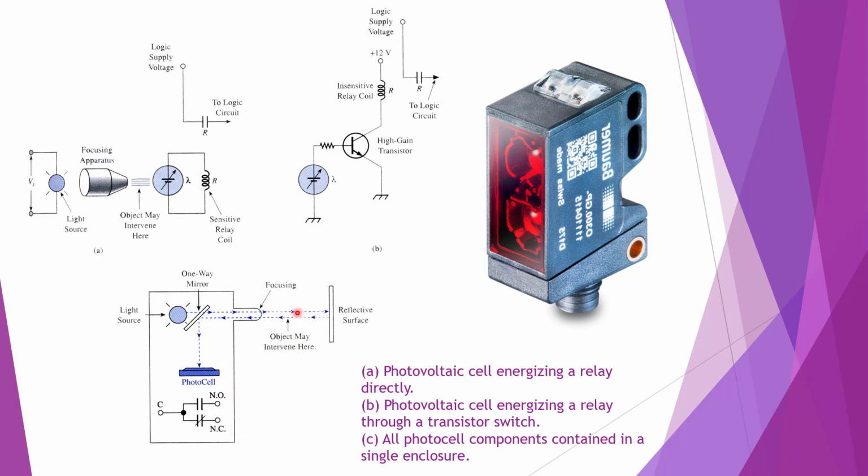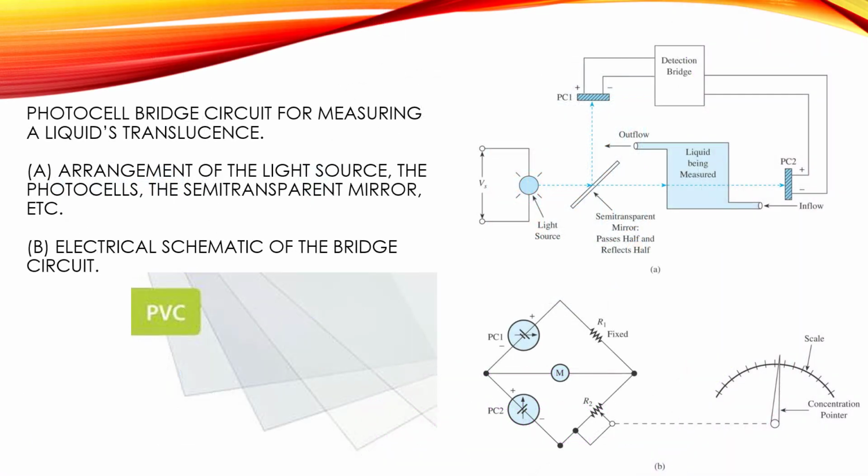If something gets in the way here and the light doesn't get reflected back into here, obviously this voltage goes to 0, as in these examples up here. Here we're actually using a photocell for measuring a liquid's translucence.